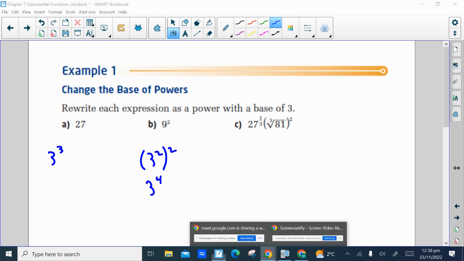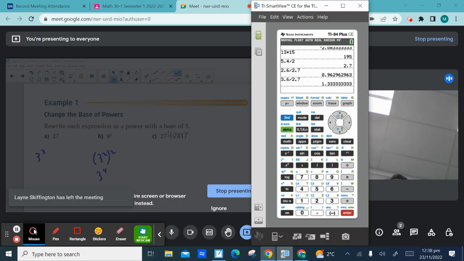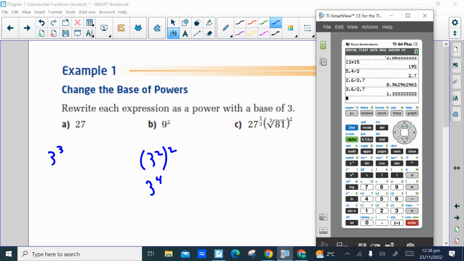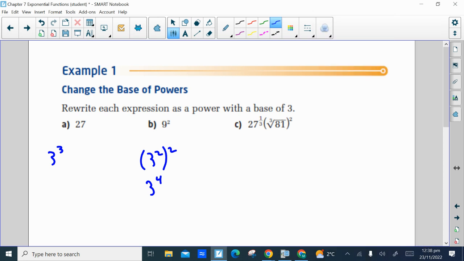Now, you could check this on your calculator. The original expression was 9 squared, which is 81. If you go 3 to the power 4, you should get the same value, and you do. So you can check to make sure that the expression you got at the end matches what you started with.